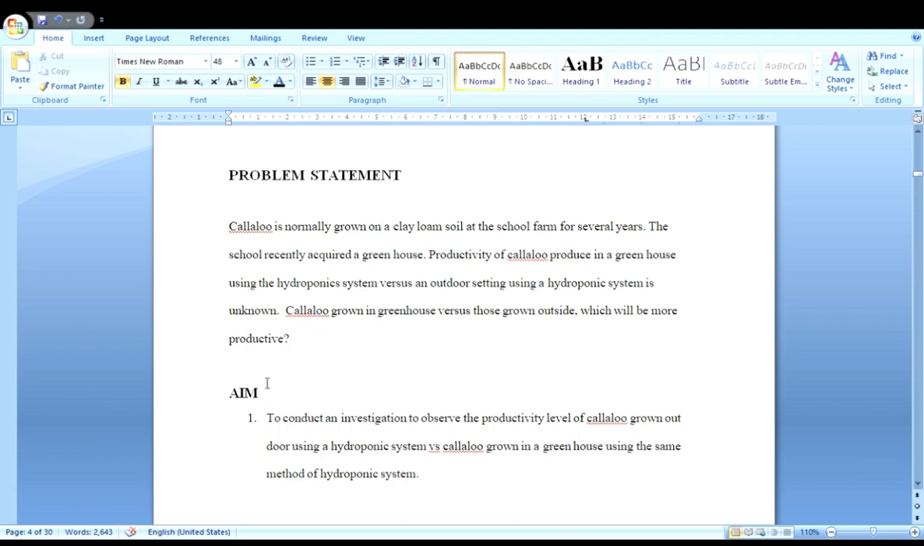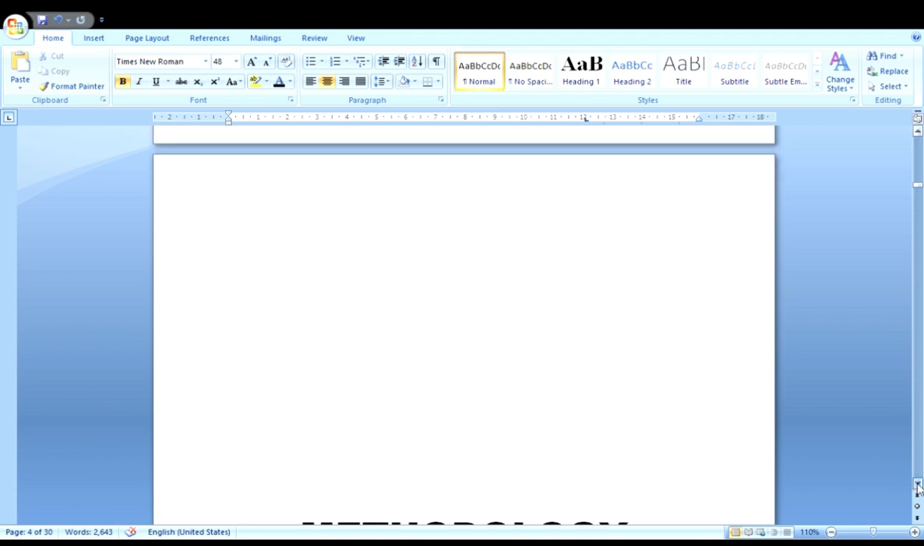The aim: to conduct an investigation to observe the productivity level of callaloo grown outdoor using a hydroponic system versus callaloo grown in a greenhouse using the same method of hydroponic system. So your aim is written from your problem statement, and it's just an overall guide to what we will be doing in the SBA. Let us move to the next item.